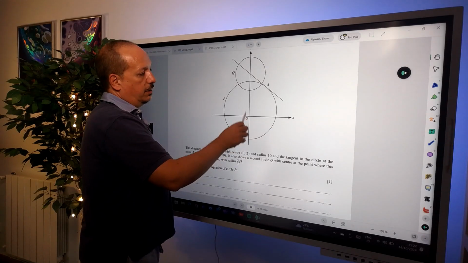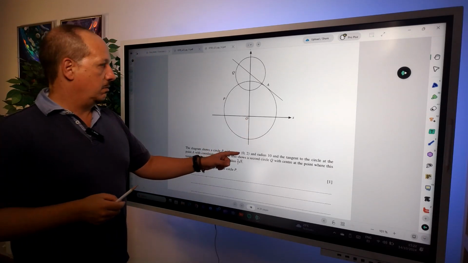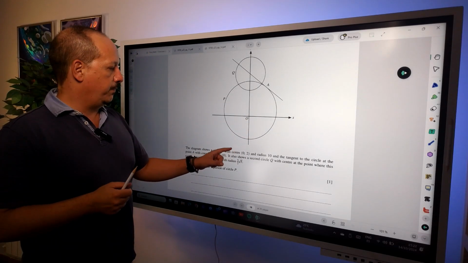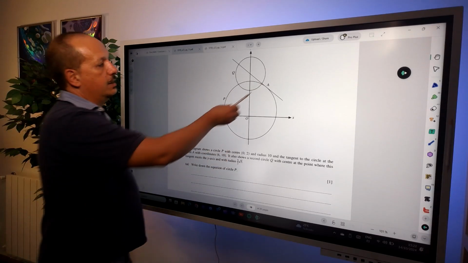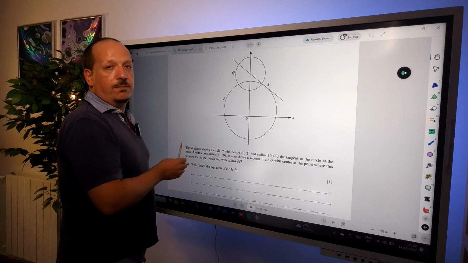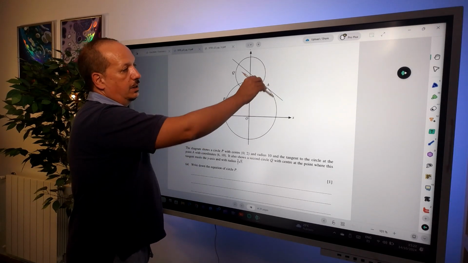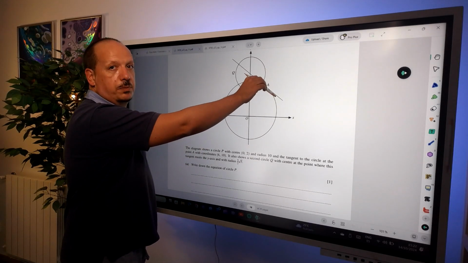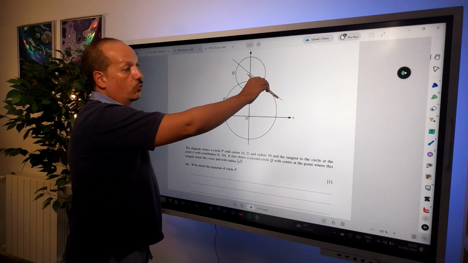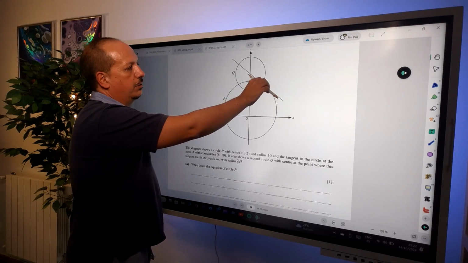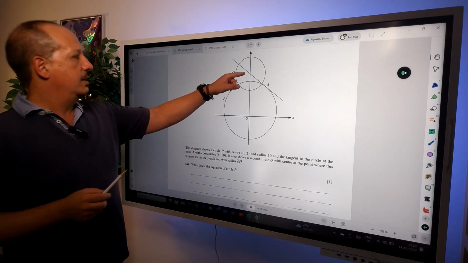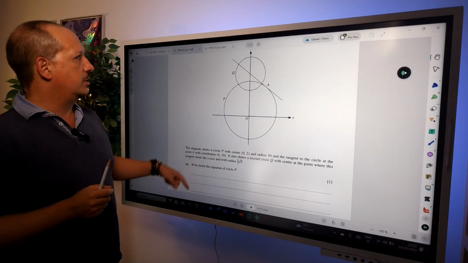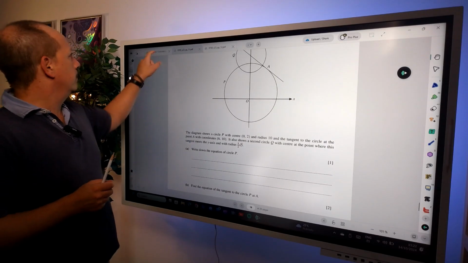You know the coordinates of the center of the circle. You know the coordinates of point A, so you can get the gradient of this line over here. The gradient of the tangent is going to be perpendicular to that one. You can get it very easily. And the y-intercept is just the y-coordinate of the center of the circle Q.